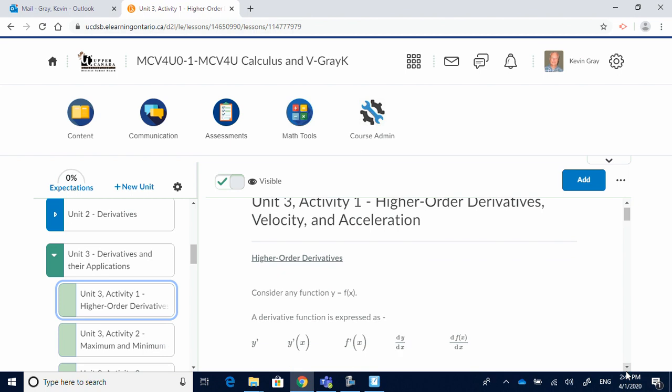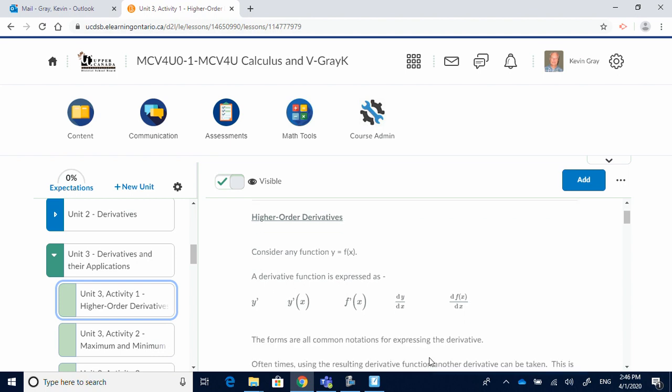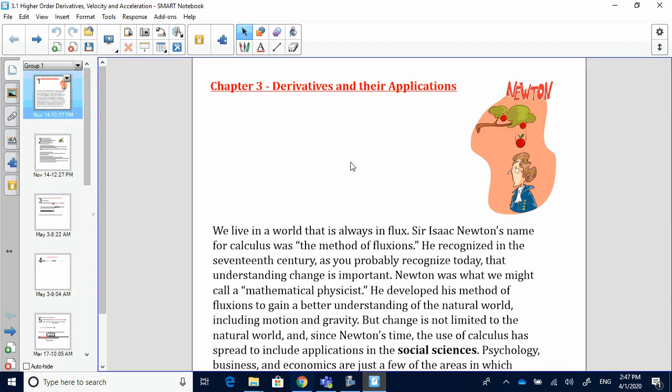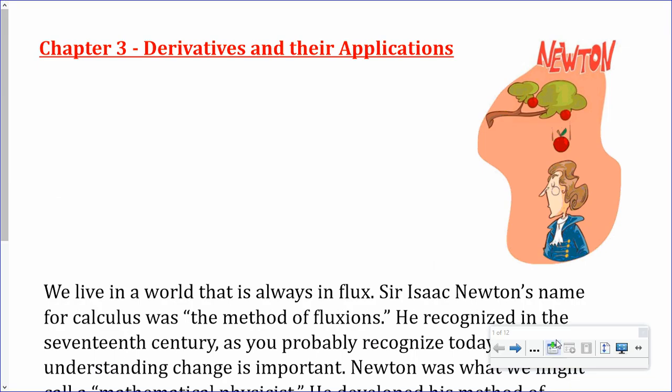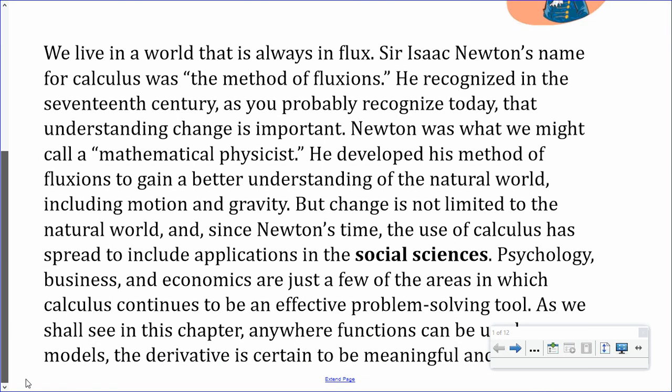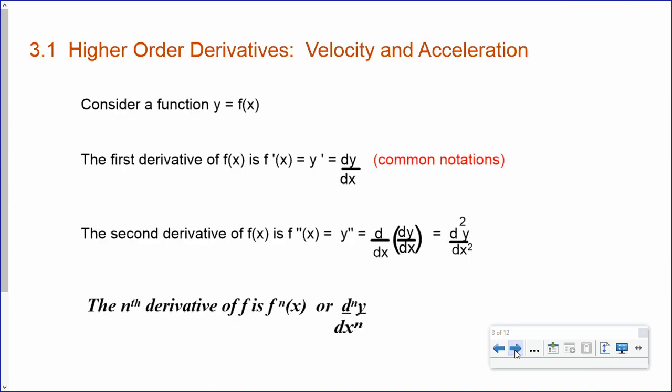Okay, so higher order derivatives are derivatives to the second degree, the third degree, the fourth degree, and so on and so on. We know how to express a derivative. If we have a function y equals f of x, the derivative function is expressed as such. Okay, y prime, or d of f of x. Okay, here's the learning goals. I'm just going to catch up.